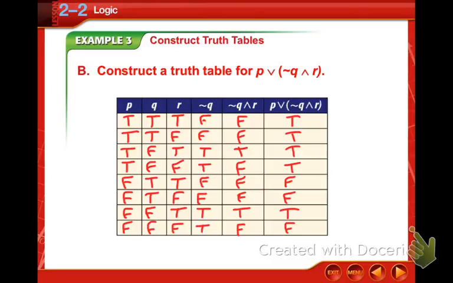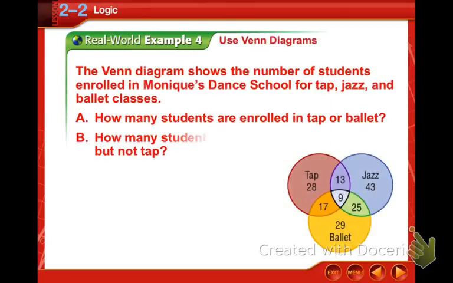So now if you had been given some statements with P, Q, and R, then you can decide, well, if we have not Q and R or P, these would be the different possible outcomes. Okay? So what truth tables are, they're just showing you all the different outcomes.